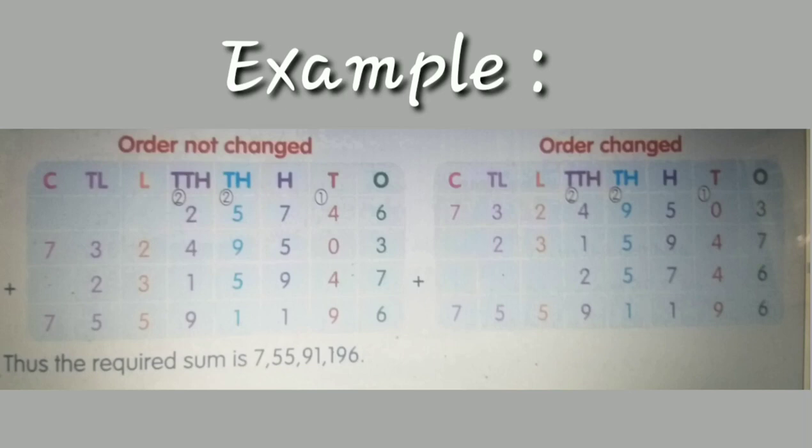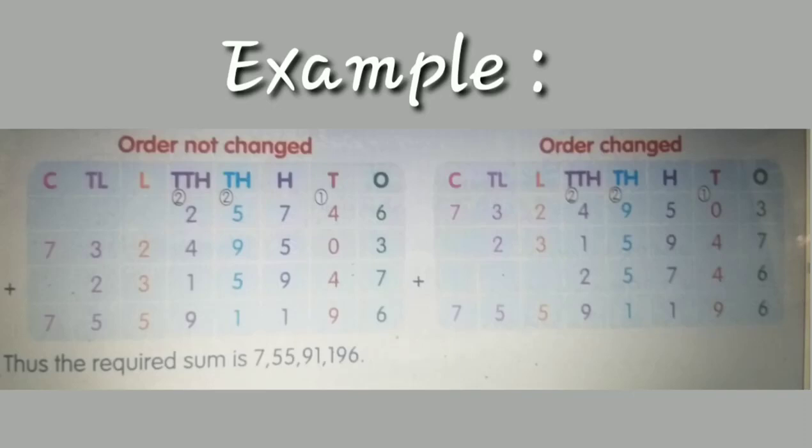Now, the first addend is 7,32,49,503. Next is 23,15,947, and the last I have written here is 25,746. When I carry out the addition, the answer is the same, that is 7,55,91,196. So from this we have learned that whatever the order of addends is, the answer will always remain the same. There is no change in the sum.